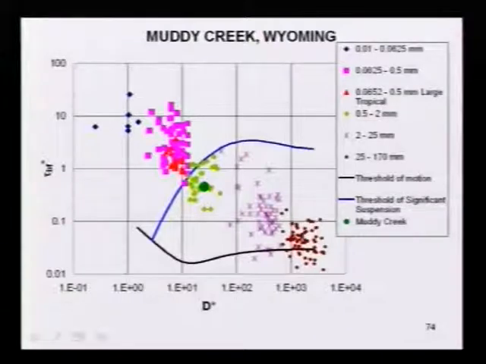Where are we for this stream? Muddy Creek fits in the range of medium to coarse sandbed streams where there is some suspension of the bed material, but the dominant mode of transport is bedload transport.